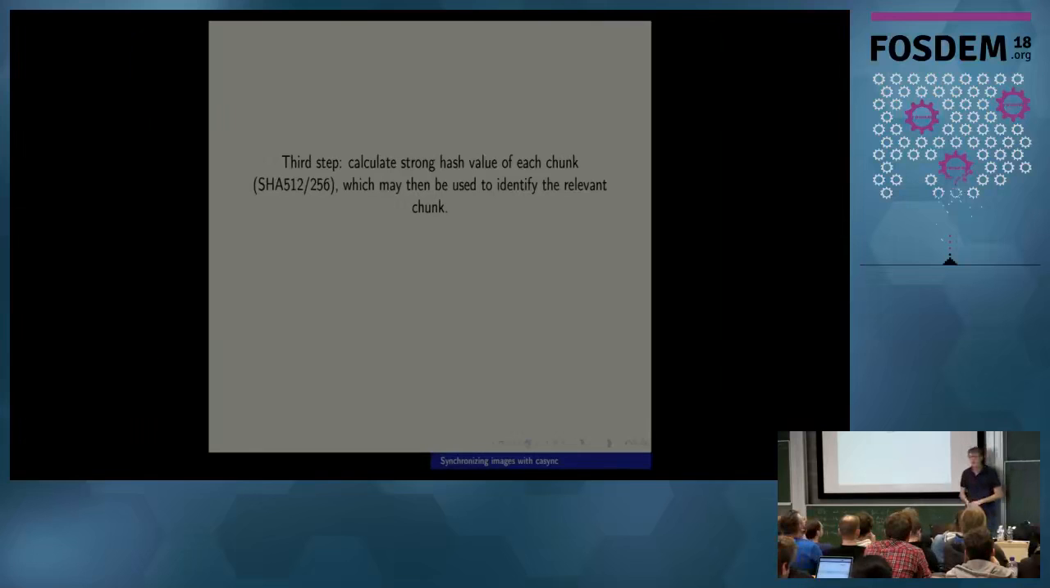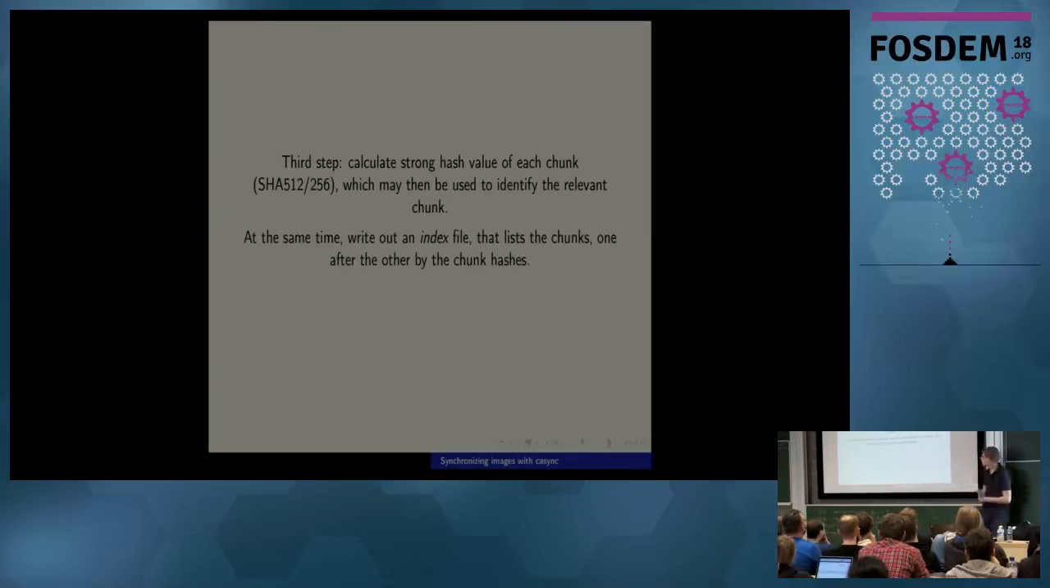When we hash these chunks, we can then use the hashes as identification for the individual chunks. Now, at the same time as we do all this, we write out an index file. That's what I call it, and it is very simple. It's ultimately just a list of these hashes.